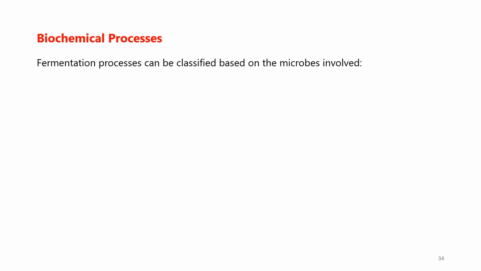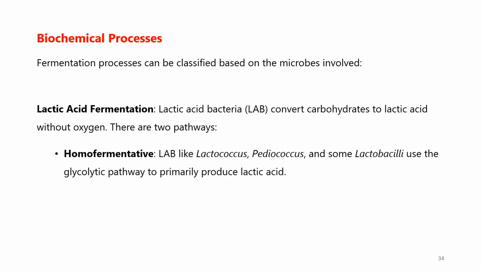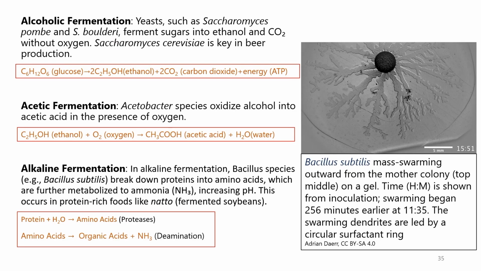Fermentation processes can be classified based on the microbes involved. For example, lactic acid fermentation, where lactic acid bacteria convert carbohydrates to lactic acid without oxygen. There are two pathways. One is the homofermentative pathway, where LAB like Lactococcus, Pediococcus, and some lactobacilli use the glycolytic pathway to primarily produce lactic acid. Then we have the heterofermentative pathway, where LAB like Leuconostoc, Weissella, and some lactobacilli use the 6-phosphogluconate pathway to produce lactic acid, acetic acid, ethanol, and carbon dioxide.